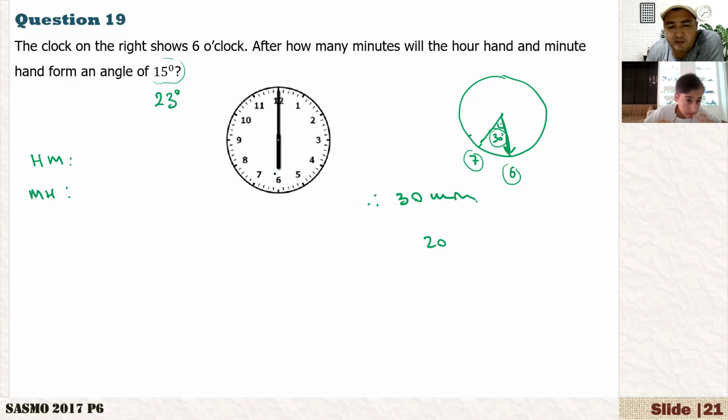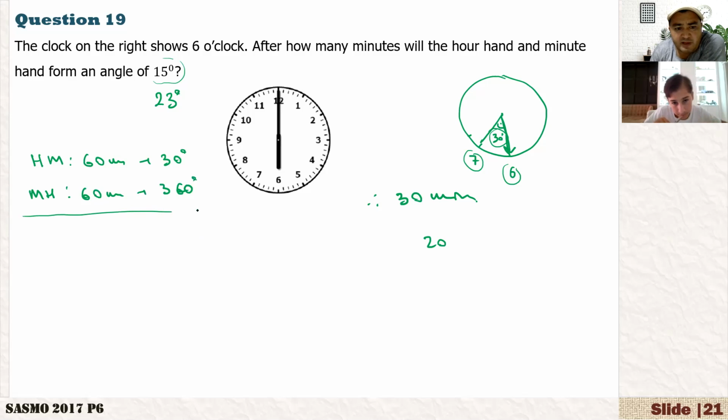We know that the hour hand in 1 hour just moves from 6 to 7, or 7 to 8, or 8 to whatever it is. That means that in 60 minutes, the hour hand moves how many degrees? Only 30 degrees. And now the minute hand? In 60 minutes it moves 360 degrees.